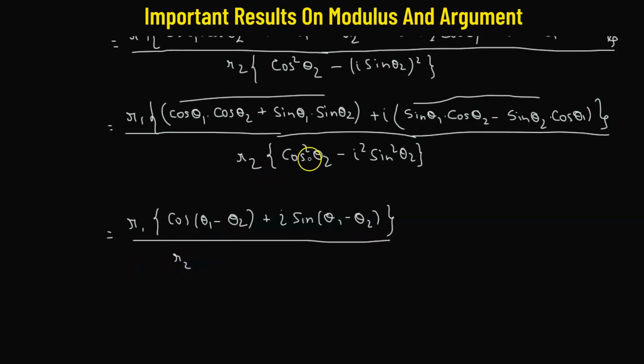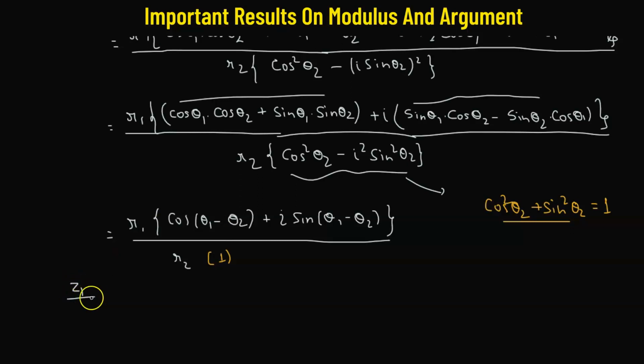Now here we have cosine squared theta 2. Since iota square is -1, this entire expression now becomes cosine squared theta 2 plus sine squared theta 2. Now that's an identity with a value of 1. So in the denominator we have r2 multiplied to unity. So we have obtained the complex number z1 divided by z2. That's given by r1 divided by r2, whole thing multiplied to cosine of theta 1 minus theta 2 plus iota times sine of theta 1 minus theta 2.